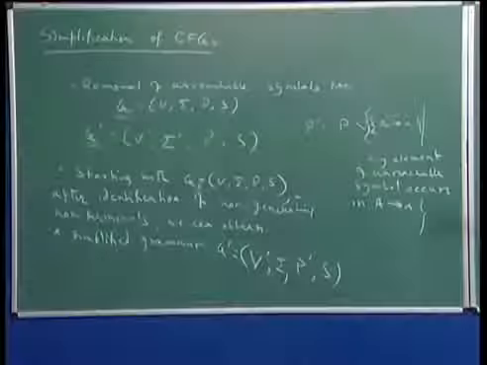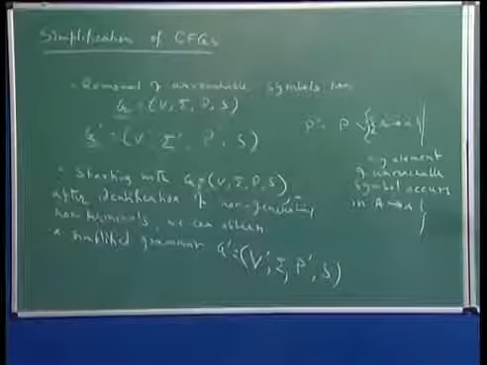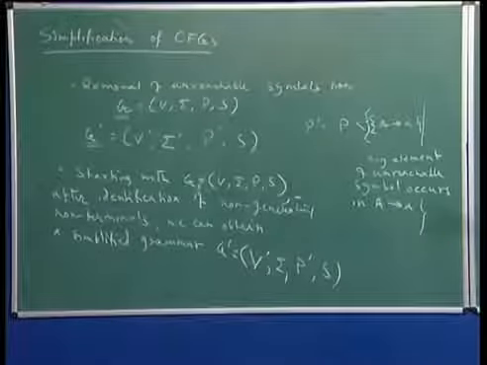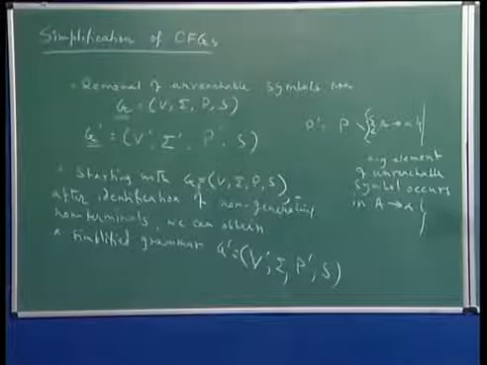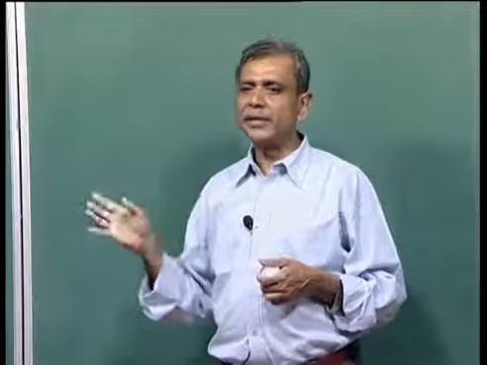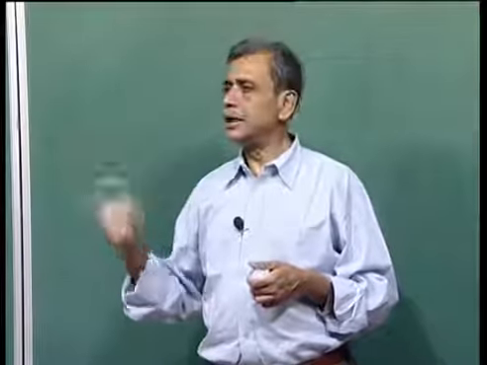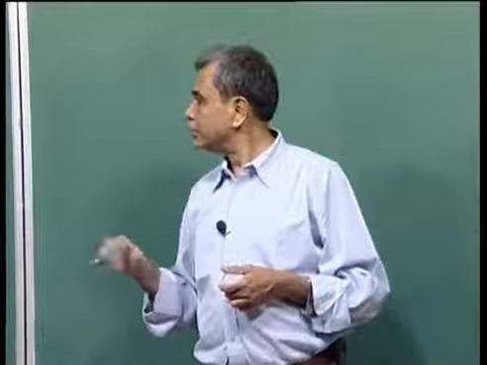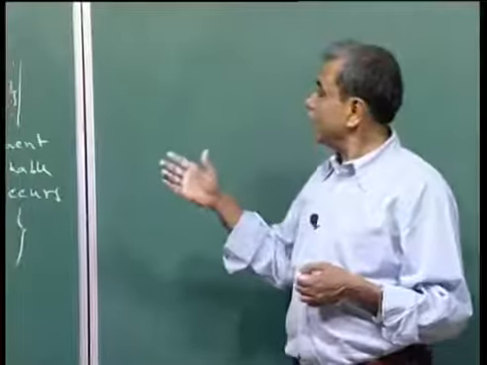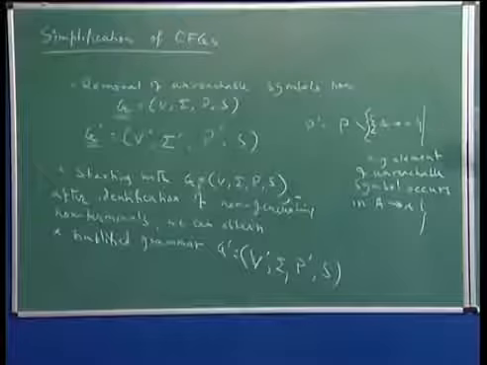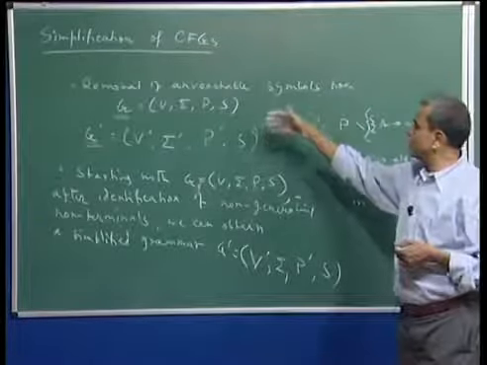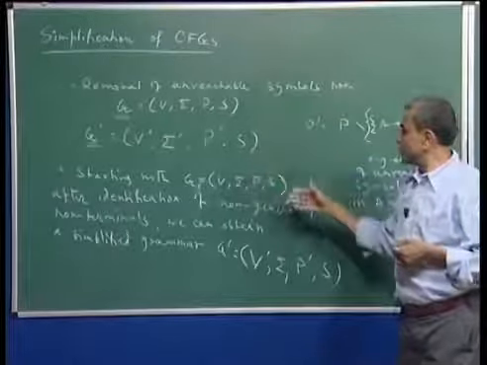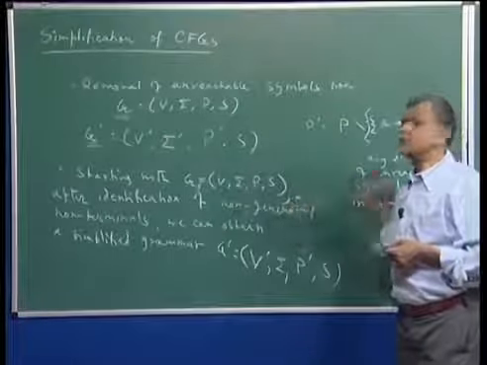Now, our goal was to remove all useless symbols, and we said in the beginning that a symbol can be useless because either it is non-generating or it is unreachable. So, as I said here, we know how to do these things separately, removal of unreachable symbols and removal of non-generating symbols.